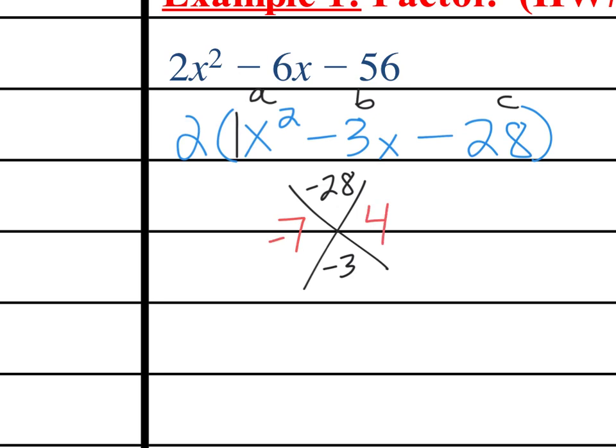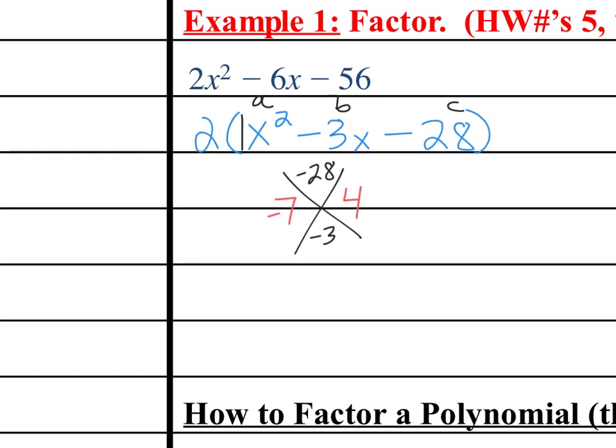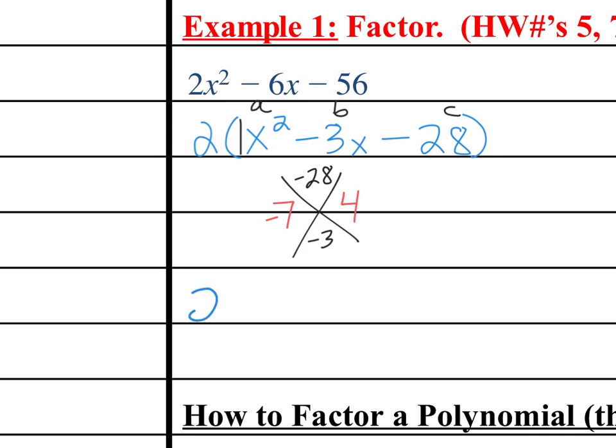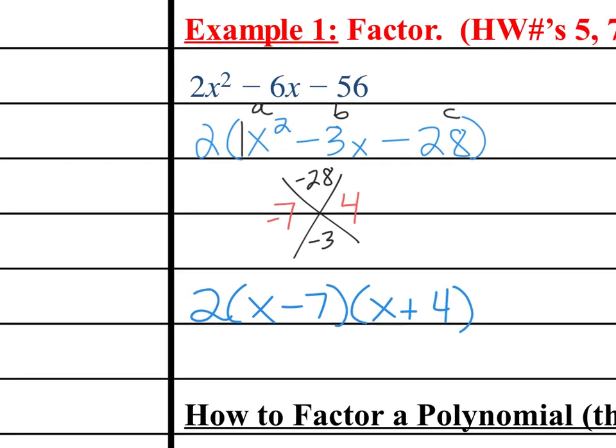There we go. So when we finally factor this, it looks like 2 stays on the outside. And then x minus 7, x plus 4. So because A was 1, we could do it this way. Then it's fully factored and you're done. Okay, let's move on to the next one.